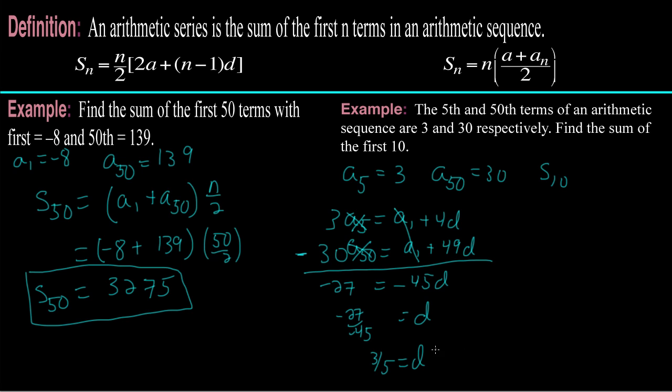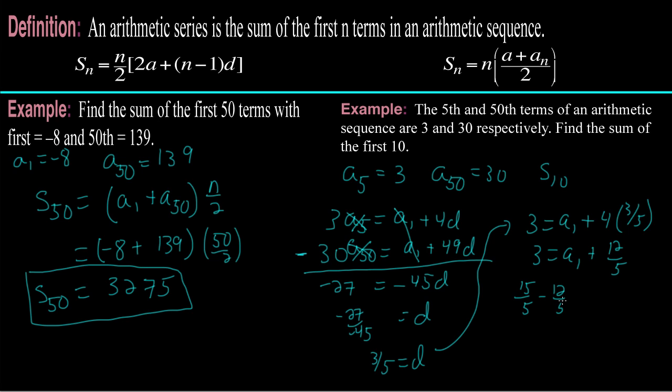I can take that, plug it into the first equation, the easier one. I know that 3 equals a1 plus 4 times, and I just found d, which was 3/5. So I have 3 equals a1 plus 12/5. Bring the 12/5 to the other side. 3 minus 12/5 is 15/5 minus 12/5 equals a1. So a1 equals 3/5.